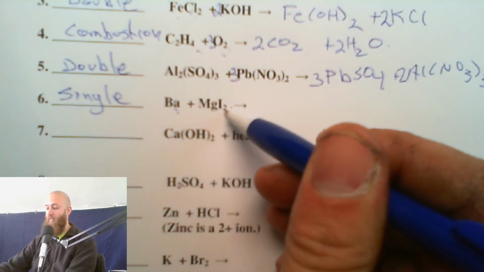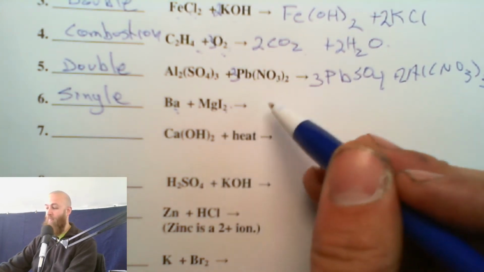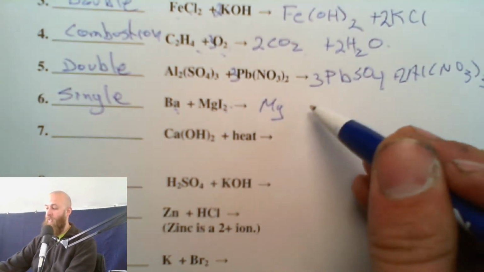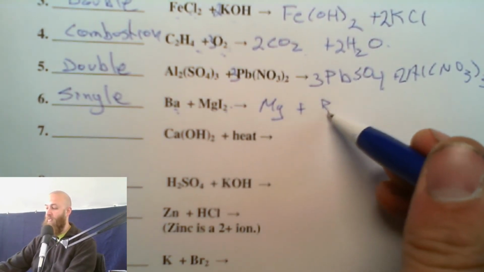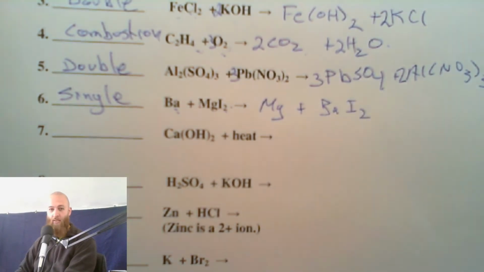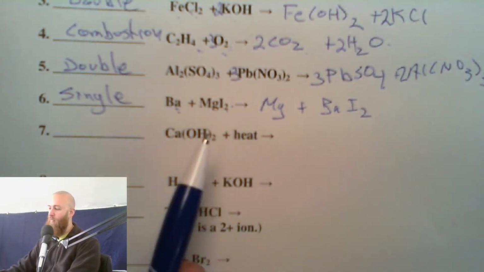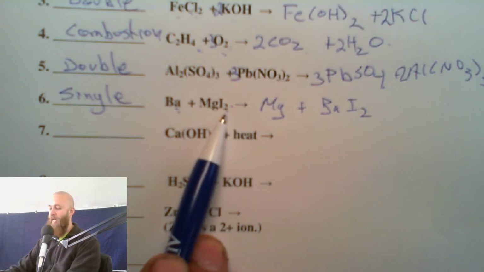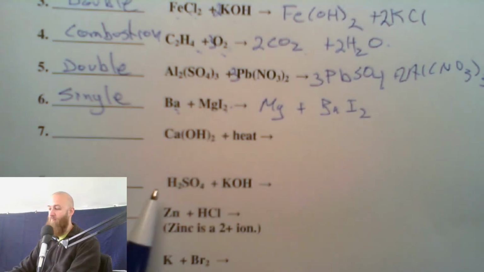Magnesium used to be with iodine. So now magnesium is going to be alone, and then barium's going to take his place. And you got to do the crisscross with barium and iodine. All right, now let's take a look here. See this 2 here with the iodine? This 2 is there because of the crisscross with magnesium.